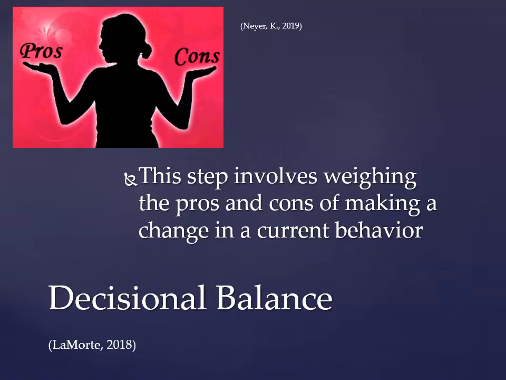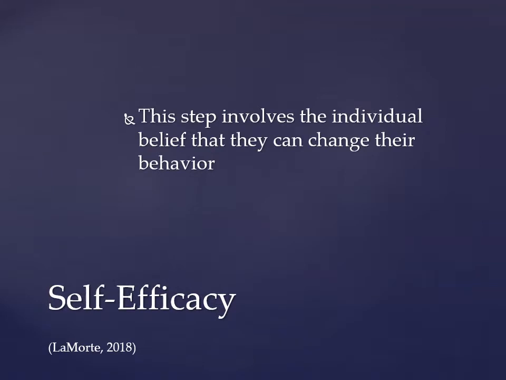The third key construct is decisional balance. This involves weighing the pros and the cons of making a change in a current behavior. Self-efficacy is the fourth and last construct. This involves the individual belief that they can change their behavior.